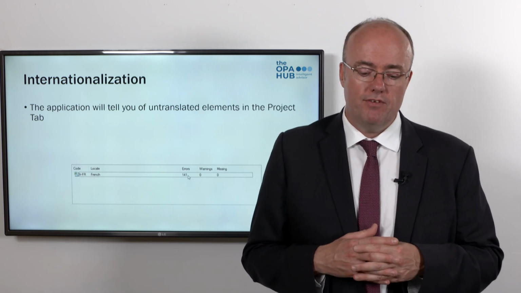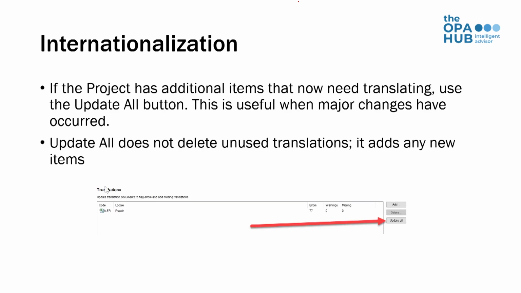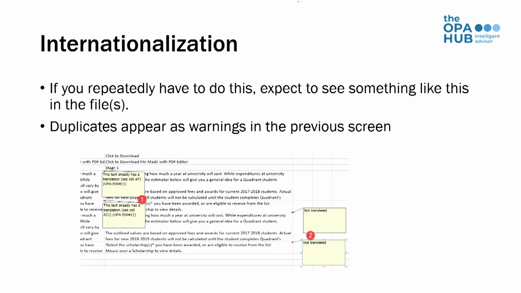As I mentioned previously, the errors and warnings and missing will help guide you through the process of making sure you've eliminated all things that are untranslated. You can use the Update All button if you've added attributes like I showed you. Notice the last point, Update All doesn't delete unused translations. So if you've deleted an attribute and Update All, it won't delete it from the spreadsheet. You'd have to do that manually.